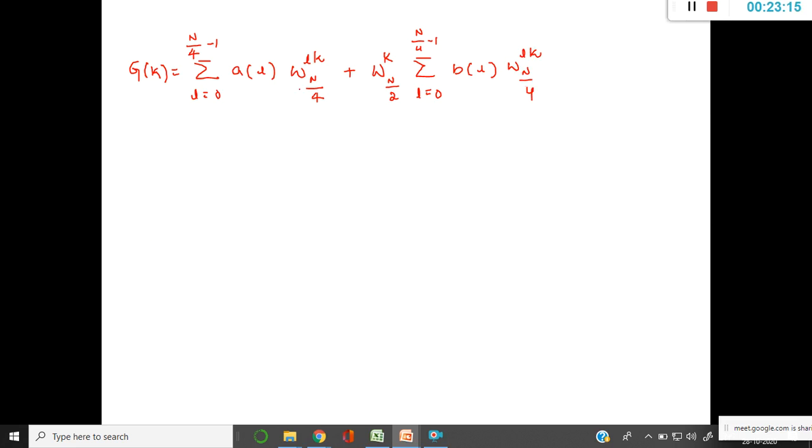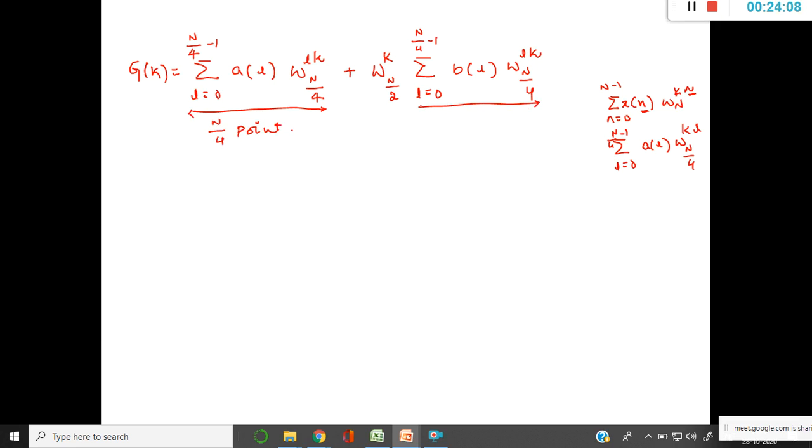How does it look here? The definition of X of k is summation x of n Wn to the power of kn, right? So therefore here also the summation was ranging from n equal to 0 to n minus 1, but in this case it is starting with l. So this is l equal to 0 to n by 4 minus 1, and instead of x of n I have a of l, and instead of Wn I have Wn by 4 to the power of kl. So now this equation, can I call this an n by 4 point DFT? This is an n by 4 point DFT, and once again this portion is one more n by 4 point DFT.